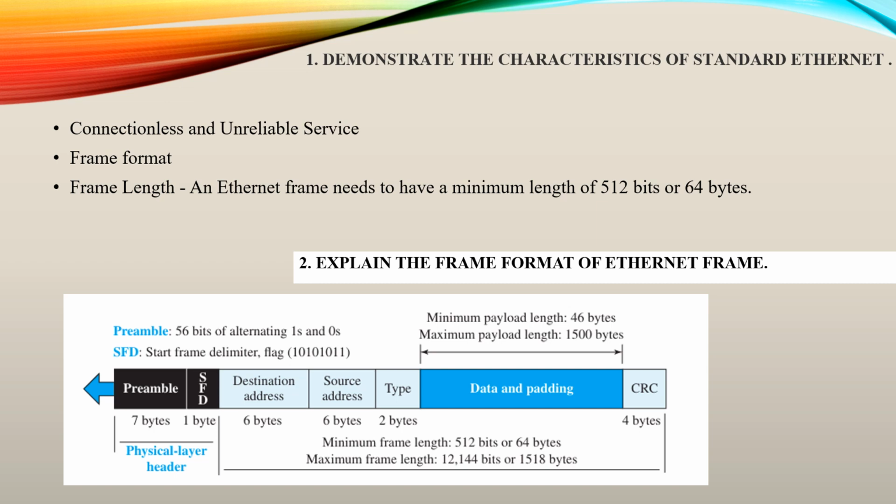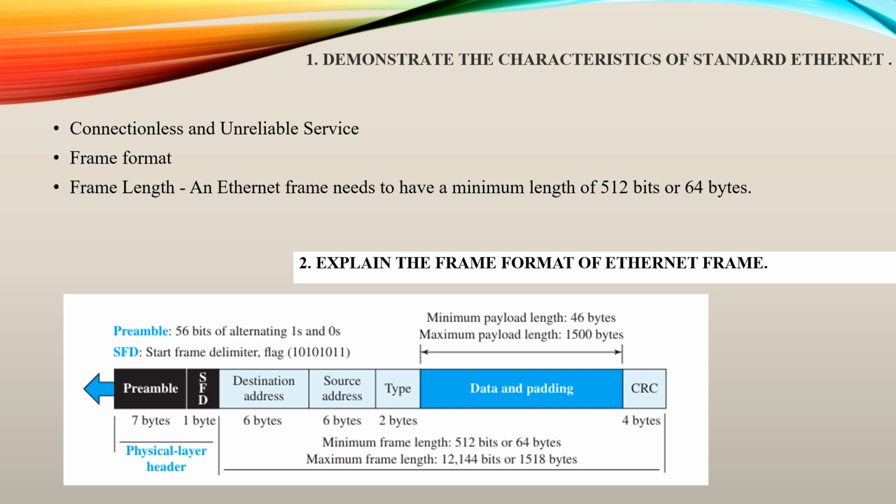The complete Ethernet frame will have a minimum length of 512 bits. In the last video, we saw the access control of standard Ethernet, where we determined the transmission rate and the number of bits transmitted. So the minimum length is 512 bits, or in bytes, 64 bytes. So these are the three characteristics.